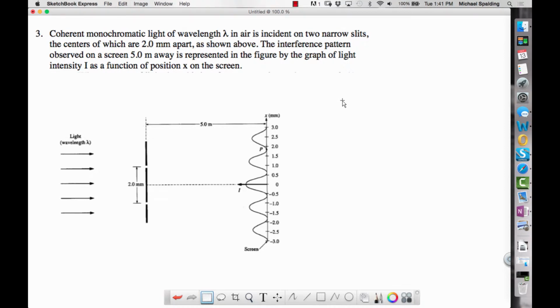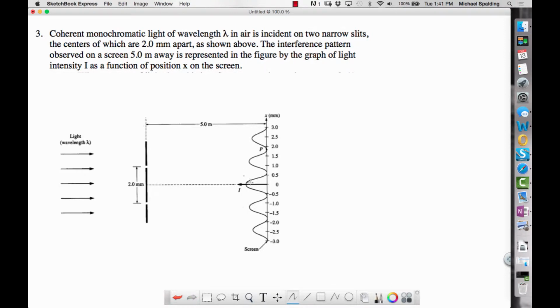Okay, this is number 3 on the thin film, double slit, supplemental worksheet packet. Here we have monochromatic light. These would be plane waves coming in. If the rays are parallel like this, it would be plane waves like that. So they hit these 2 slits. It's a double slit question. And then we get this interference pattern.